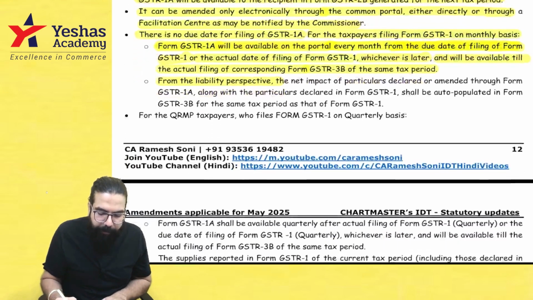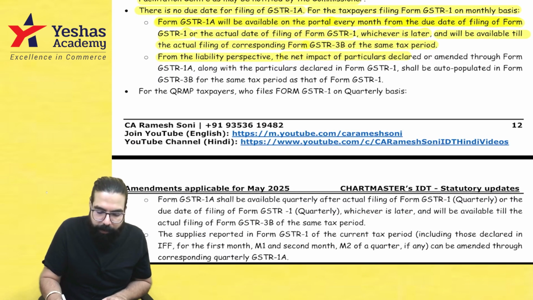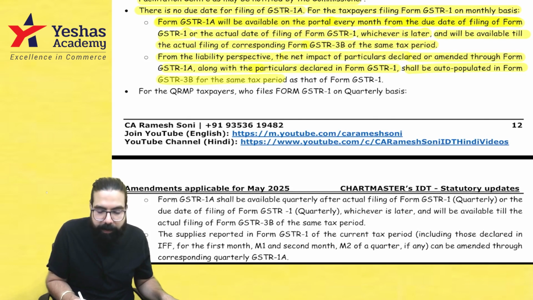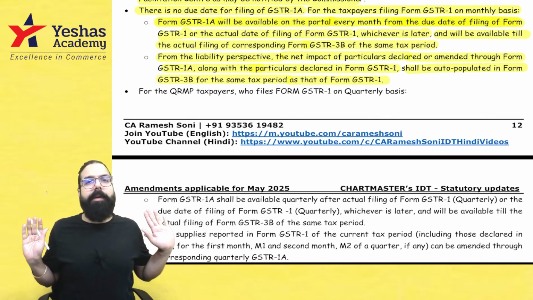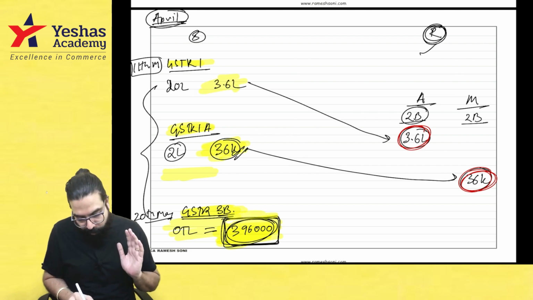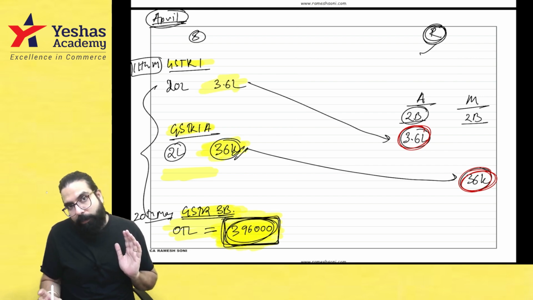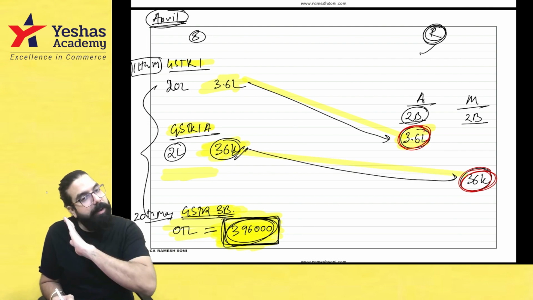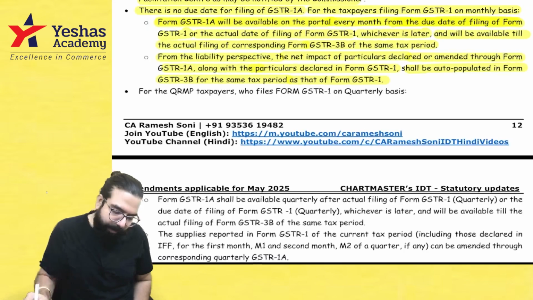From the liability perspective, the net impact declared and amended through GSTR 1A along with the particulars in GSTR 1 shall be auto-populated, means in one month liability will come for the same tax period as that of GSTR 1. It means your liability will come in the same month. This plus this will be your total liability, but the recipient will get the credit of GSTR 1 in the same month, 1A in the next month. Remember this, very important from exam point of view.